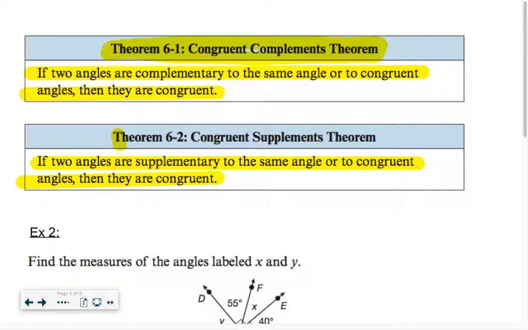So if we go back to 6-1, angle J and angle K are complementary. And angle J.